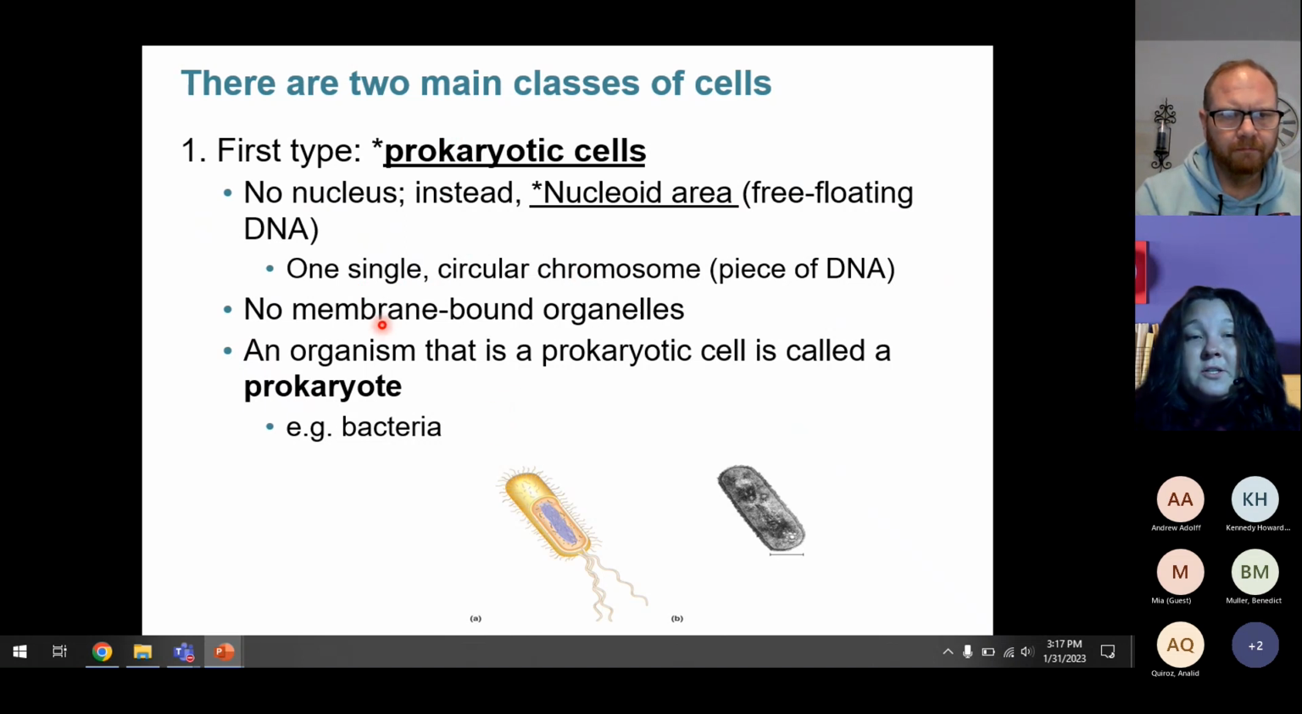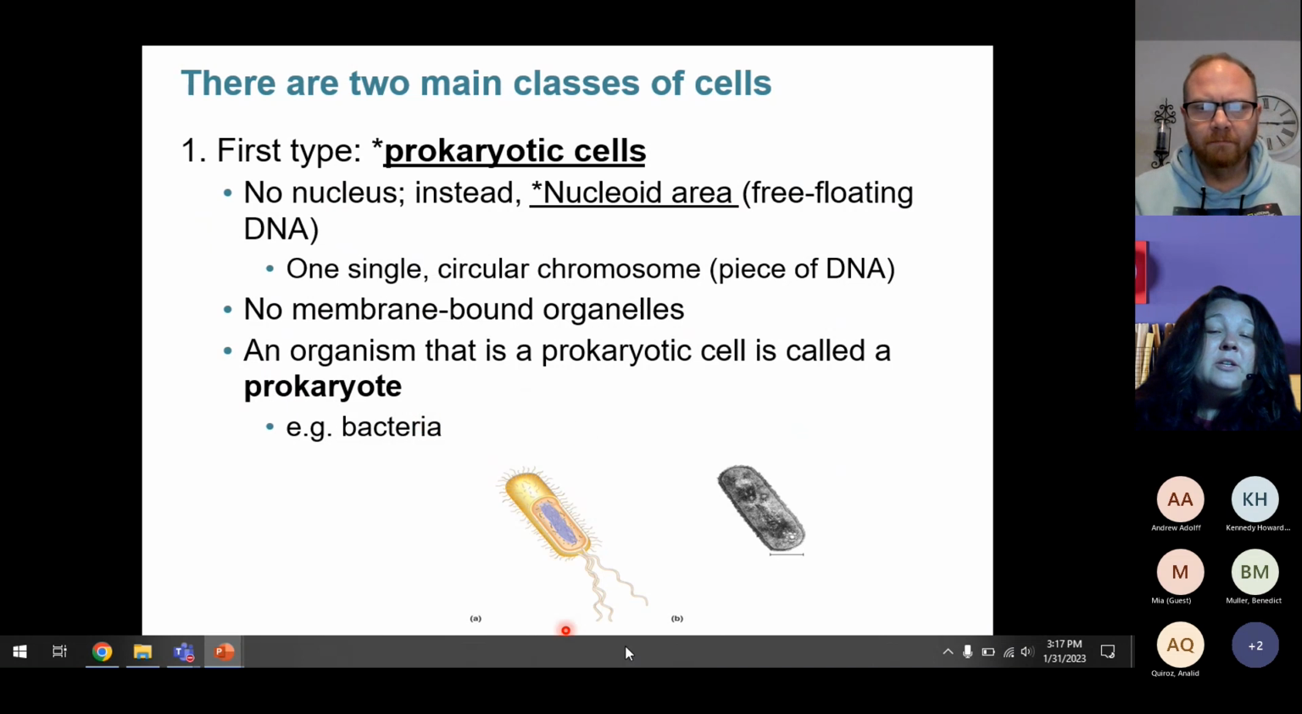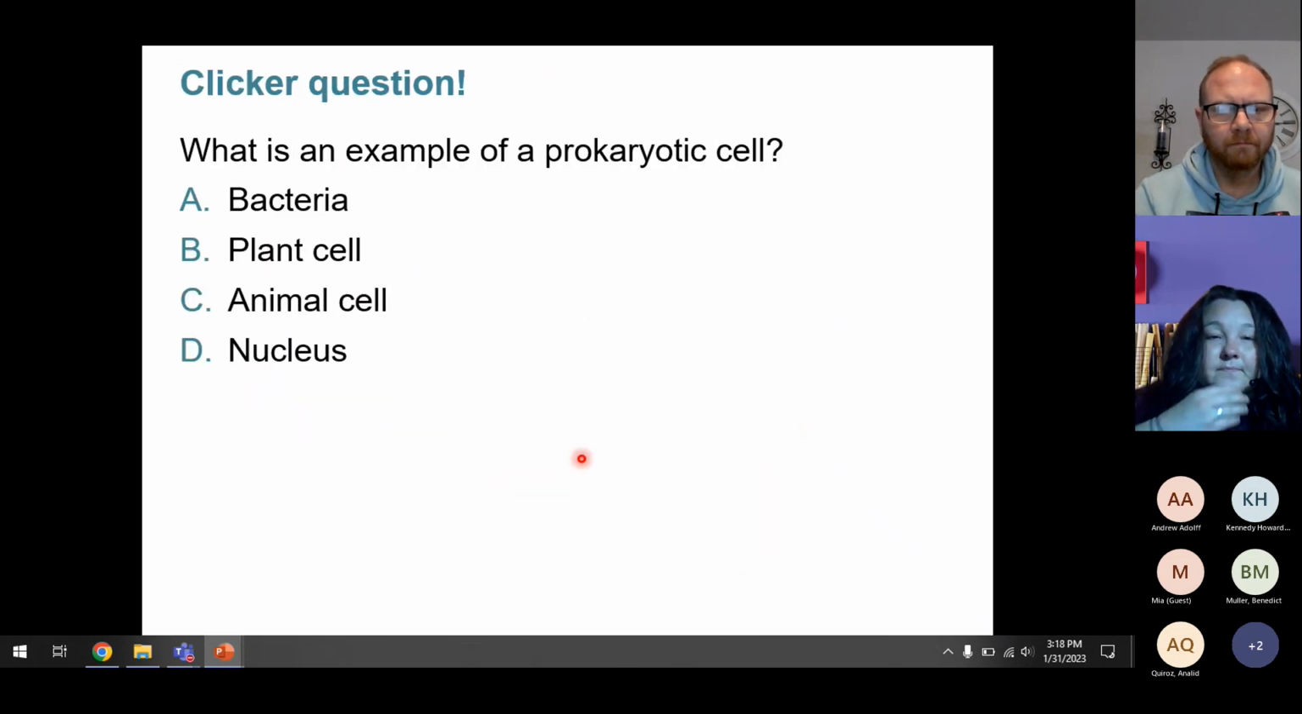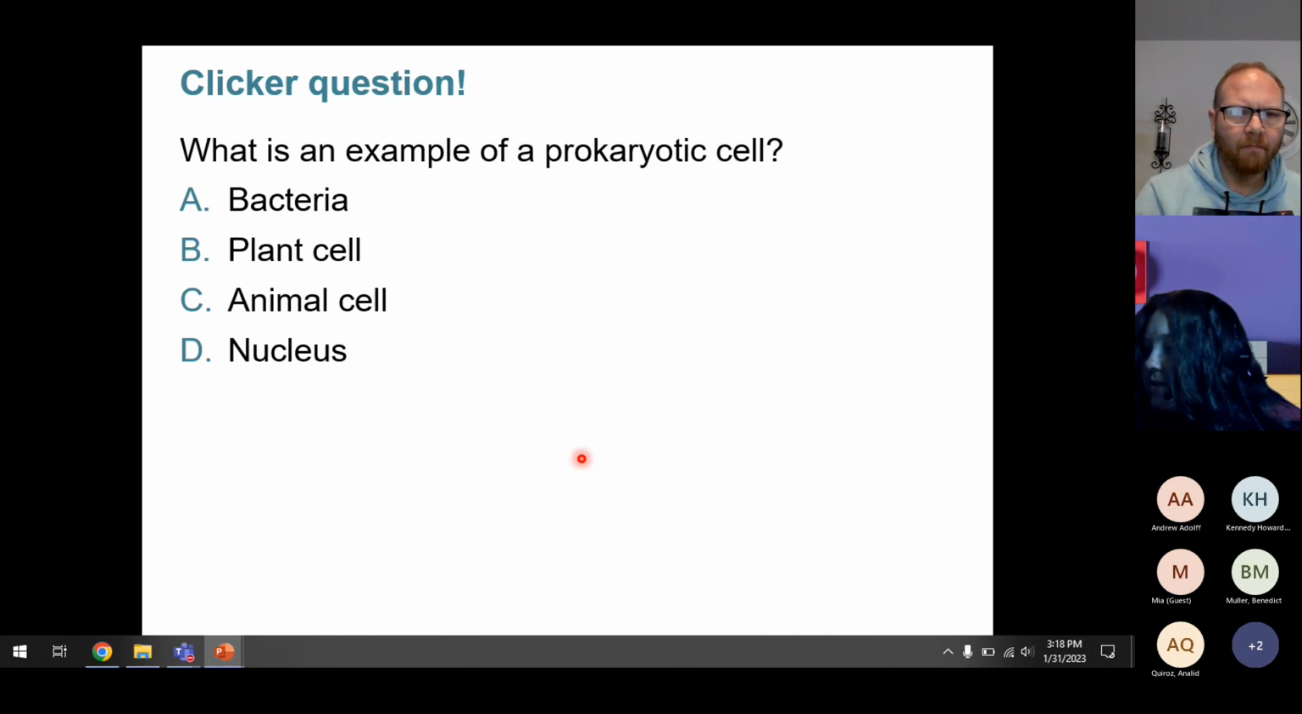One of the distinguishing features is that there are no membrane-bound organelles, meaning they do not have a nucleus because a nucleus is considered a membrane-bound organelle. And all prokaryotic cells are called prokaryotes. These images are bacteria. Bacteria are prokaryotes. Here's our next clicker question.